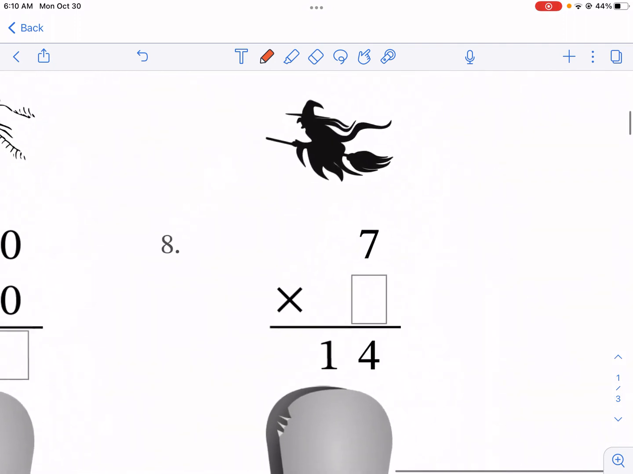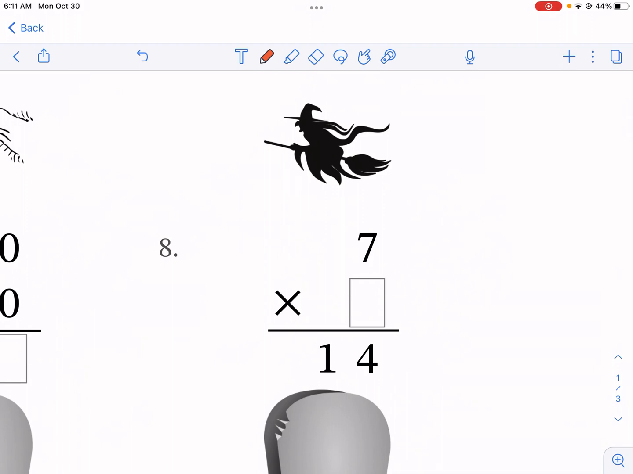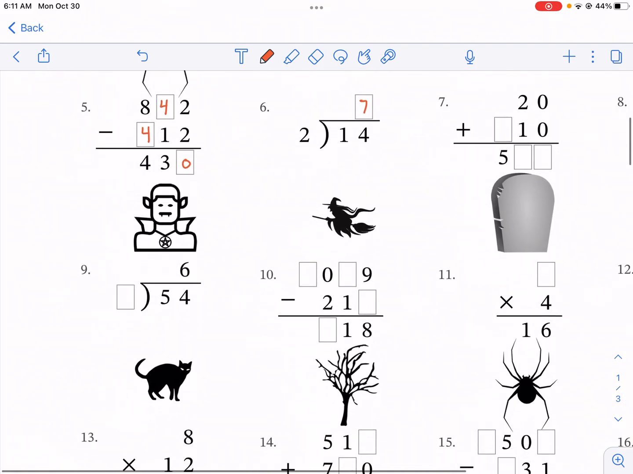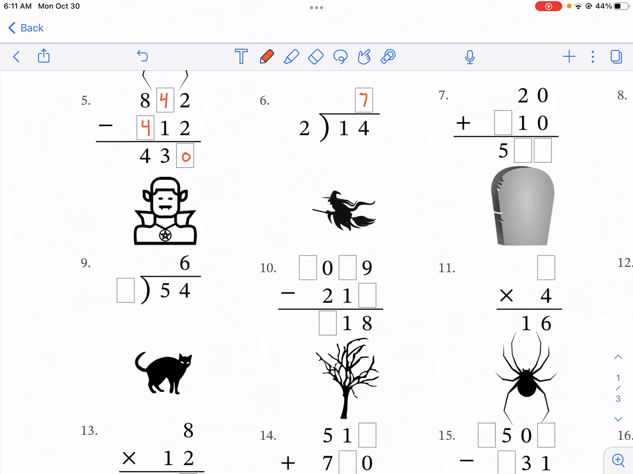Oh, we have the reverse of division. We have multiplication, and this is the reverse of that problem. So we have 7 times something equals 14. That equals 2. That's a scary witch right there. Silhouette. Okay, and more division. I'll let you try this one.